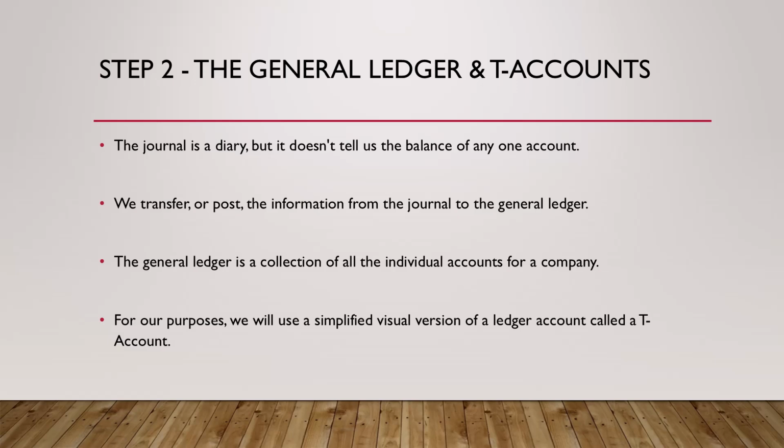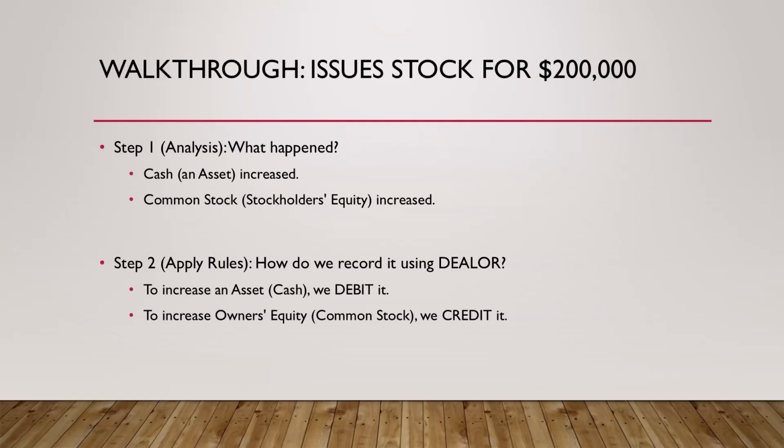The process of transferring the information from our journal entry to the individual accounts in the ledger is called posting. The general ledger is simply a collection of all the individual accounts for a company. For our lessons, we will use a simplified version of a ledger account called a T account, which helps us visualize the debits and credits. Let's walk through a full example.